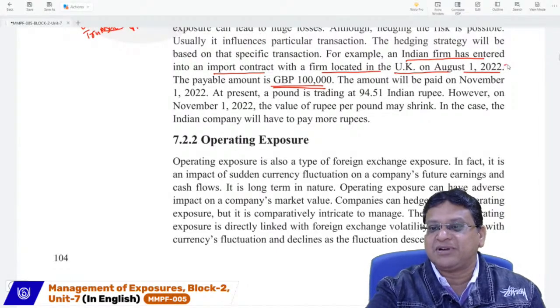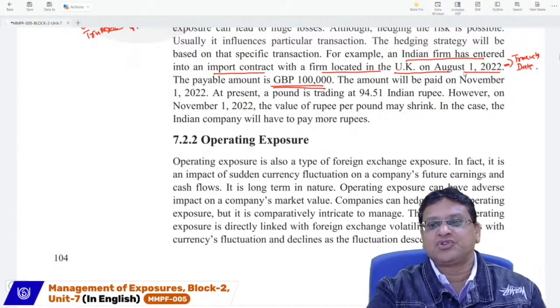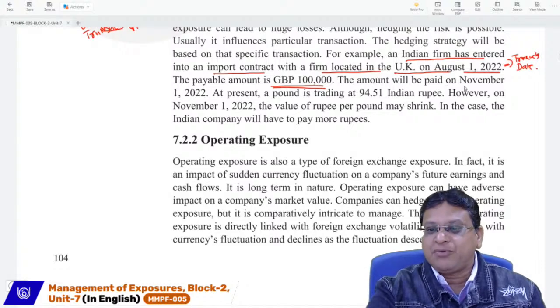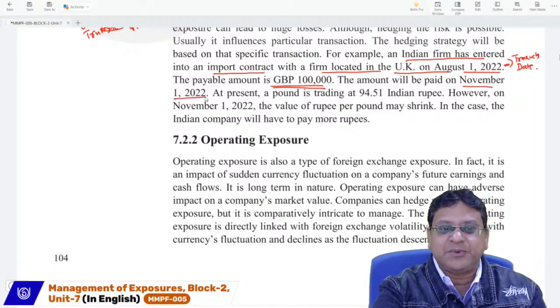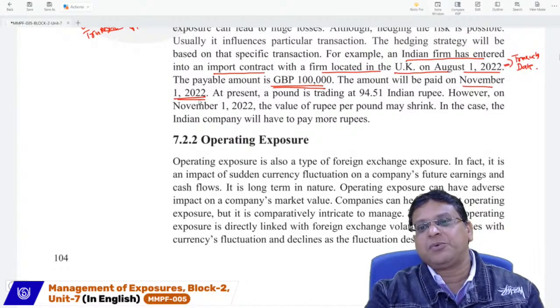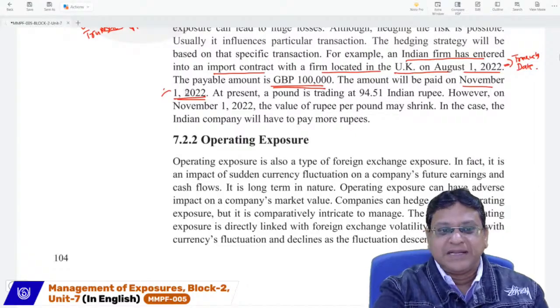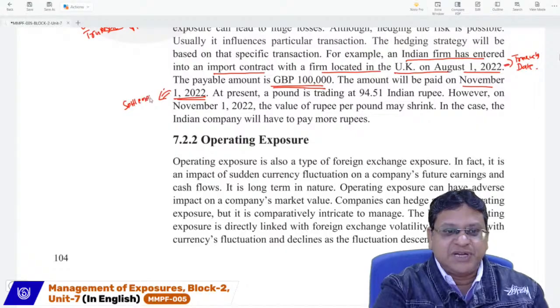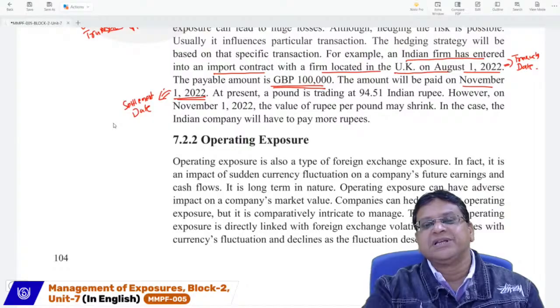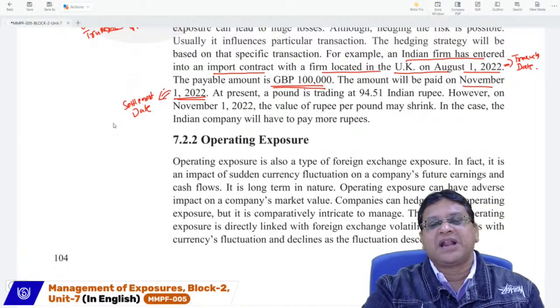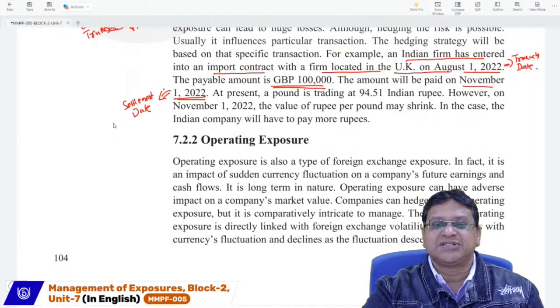This is the transaction date. The agreement is transacted on August 1, 2022. But the amount is to be paid on November 1, 2022. September, October, November. After 3 months, the payment is to be made. November 1 is the settlement date. There is a difference between transaction date and settlement date, and within this, if the exchange rate fluctuates, it will give rise to transaction exposure or transaction risk.